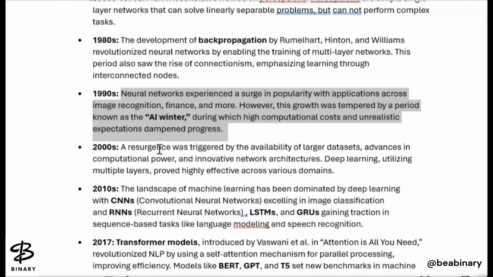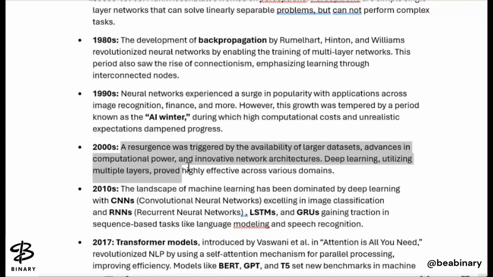Now, in the 2000s, a resurgence was triggered by the availability of larger data sets, when the internet was everywhere, advances in computational power, and innovative network architecture. There we are talking about deep learning, utilizing multiple layers, which proved highly effective across various domains.